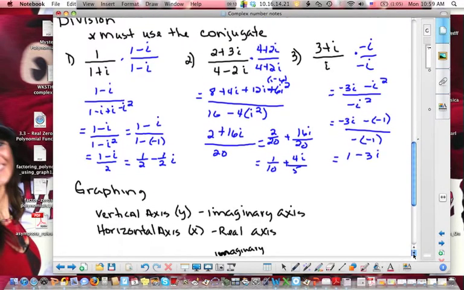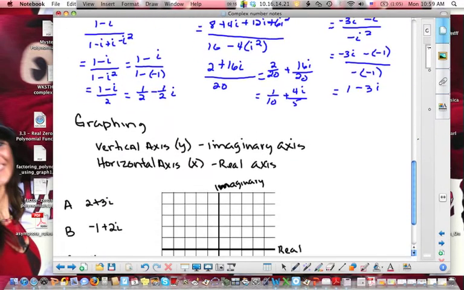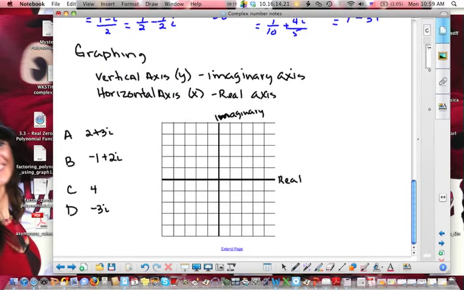And the last concept is graphing. What happens is your vertical axis, your y-axis, becomes the imaginary number line, and your horizontal becomes the real number line, or axis. So you go in the x direction, your real number, your y direction, your imaginary. So I'd go over 2 and up 3. So there's point A. So I'd go left 1, up 2. So there would be point B.